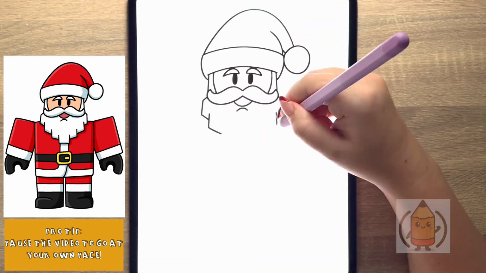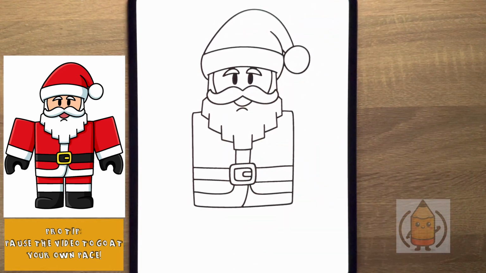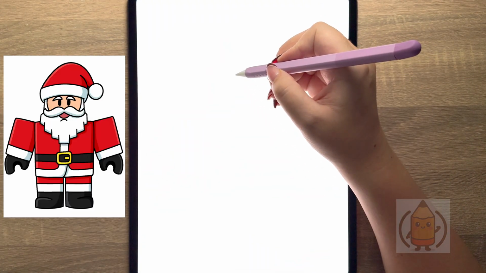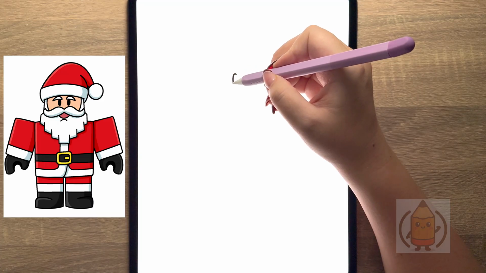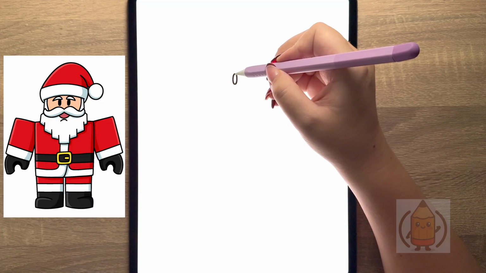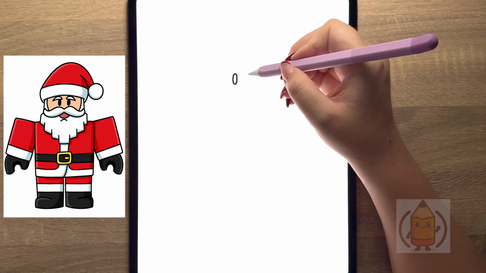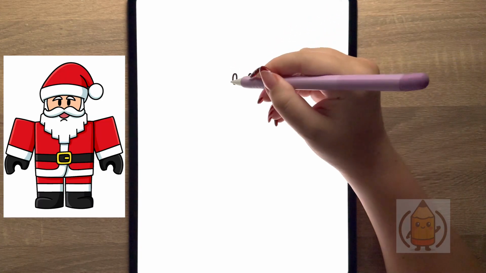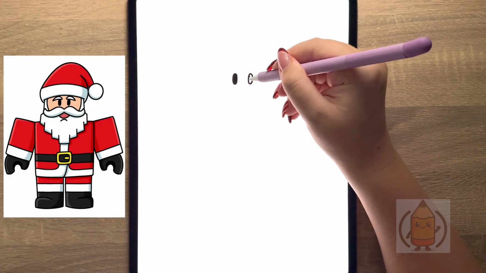Today we're going to be learning how to draw Roblox Santa, and don't forget to pause the video to follow along at your own pace. So first let's get started with the eyes. From the center, stepping over on the left, we're going to draw in a nice thin oval. We're going to replicate that on the right hand side. And then we're just going to color in our eyes black.